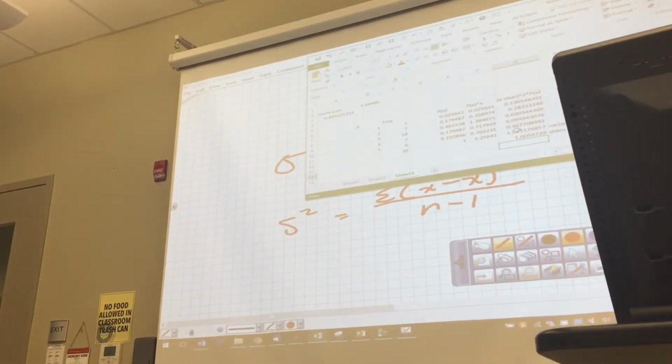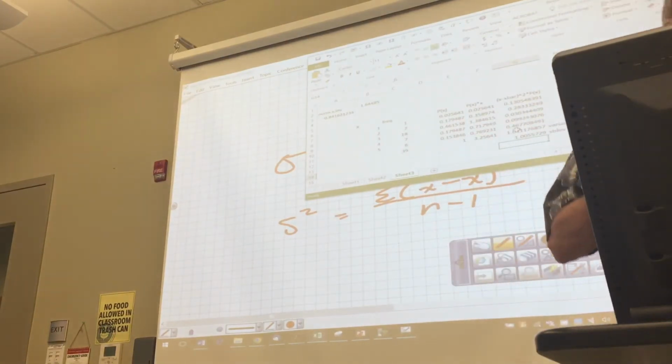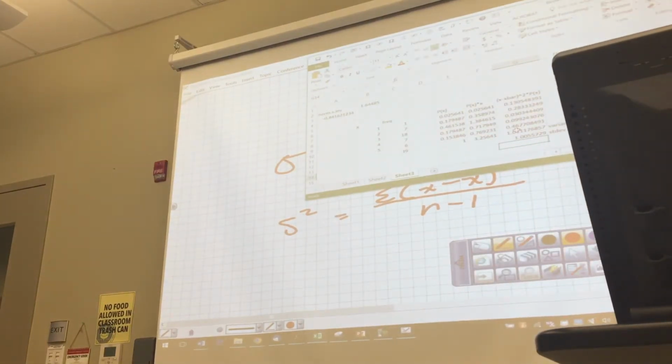So see, you still have to remember all those different aspects of calculating that. I could have gotten the mean without doing this table, but I couldn't have gotten the variance without doing the table. Well, yeah, I probably could have, if I'd written everything out.